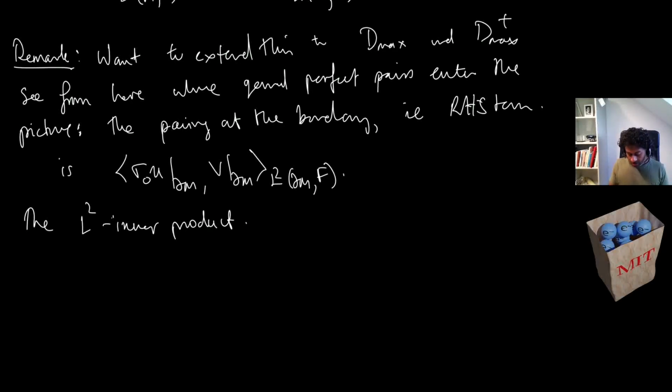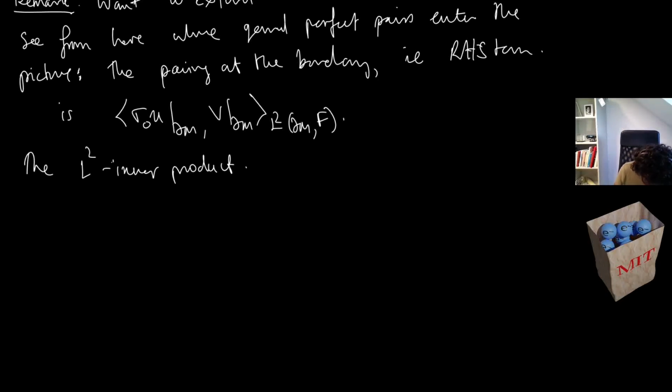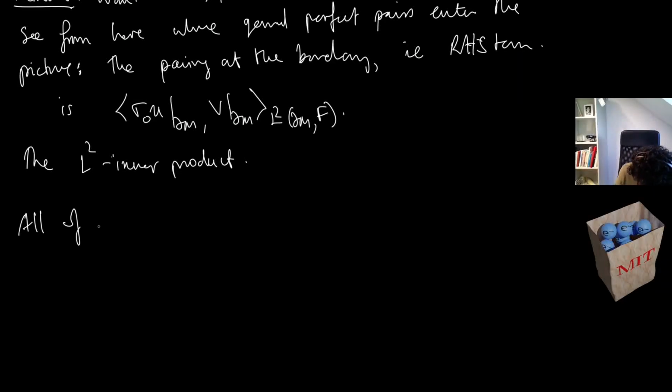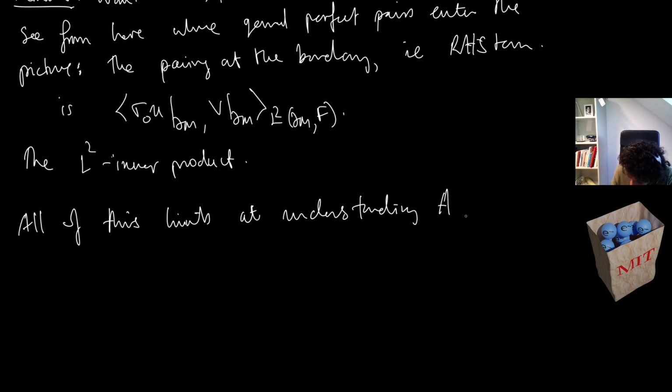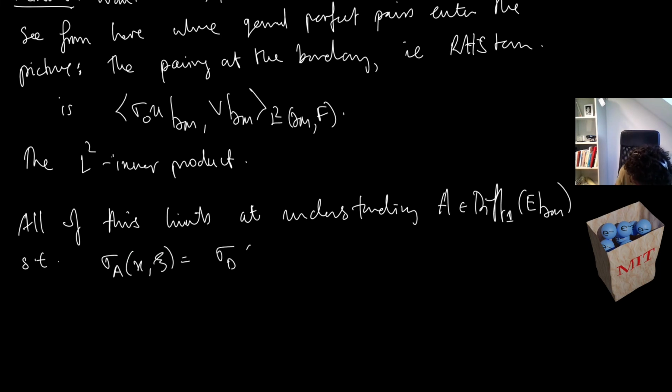So, okay. So what have we obtained so far? All of this hints at understanding A in Diff 1 on the boundary such that the principal symbol of A is precisely dx tau composed with dx psi, right? So in particular elliptic.